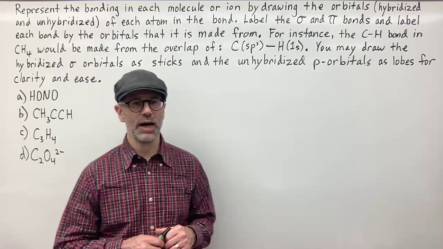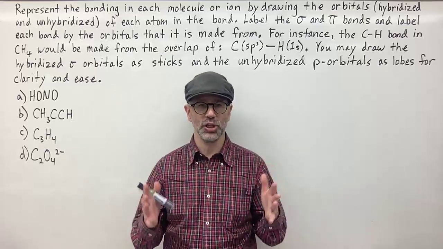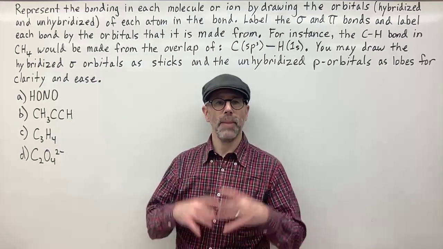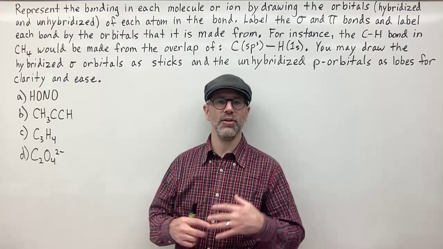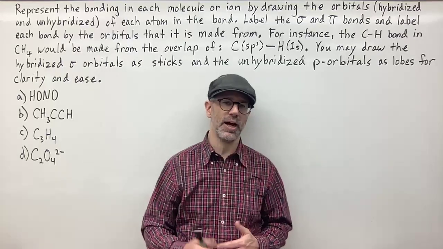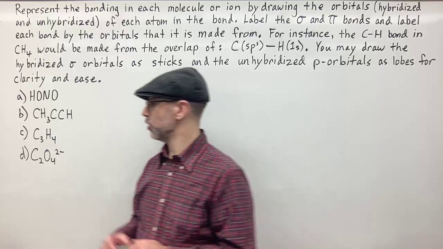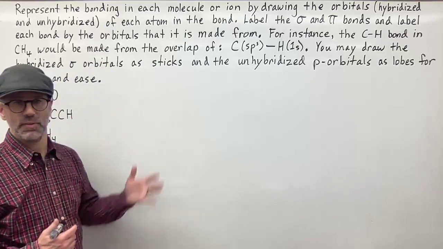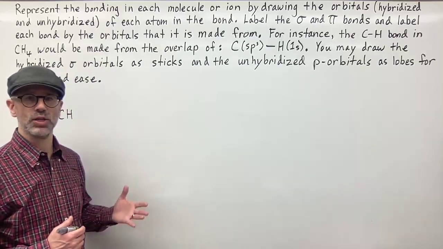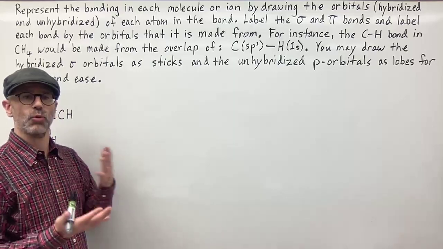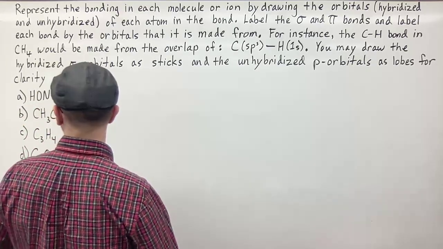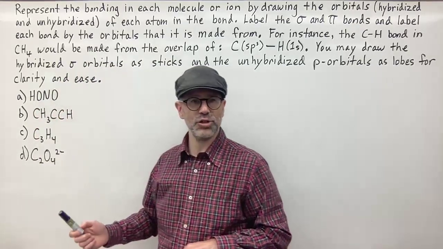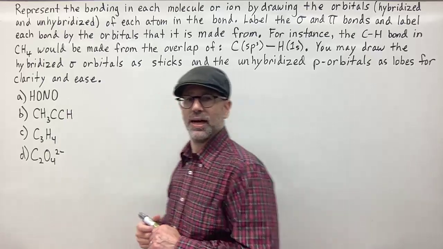So we want to draw out the Lewis dot structures. We want to draw out the structure of each of these four molecules and ions such that we're going to show the bonding, the sigma bonds, the pi bonds, the unhybridized p orbitals, the hybridized orbitals, and all that. The first thing I want to do is start by drawing the Lewis dot structures, since I think that is a good place to start, and it's going to show us what we need to show in our drawing. So HONO, that's nitrous acid. We'll draw the Lewis dot structure of that.